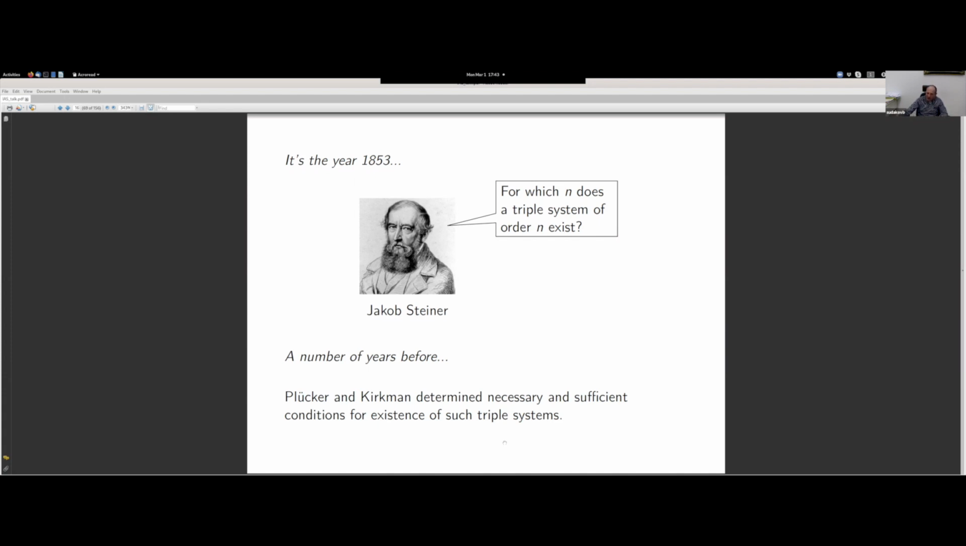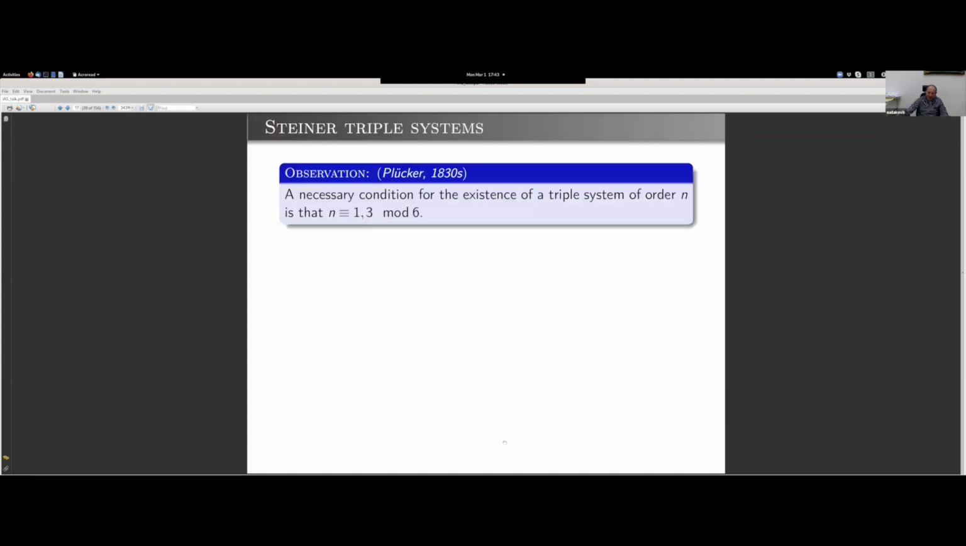So let's say a few words about the existence of Steiner triple systems, just to see what we're dealing with. First, Plücker observes that the necessary condition for existence of a Steiner triple system of order n is that n should be 1 or 3 mod 6. So what is the reason for this? First observe that we have n choose 2 pairs, and every triple covers 3 pairs. So we better have 3 divide n choose 2.